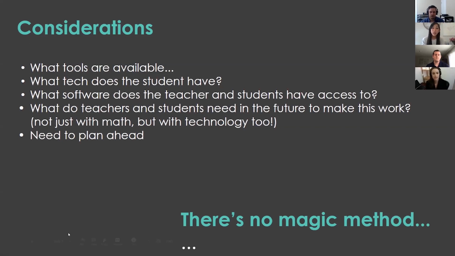And this we find also challenging because a lot of our software is on our desktop computers at school, and we might not necessarily have it on our laptop computers, as well as different kinds of equipment, right? Embossers are in our office at school, and we might not have access to those. So these are some things that we have to consider, as well as what do teachers and students need in the future to make distance learning possible.